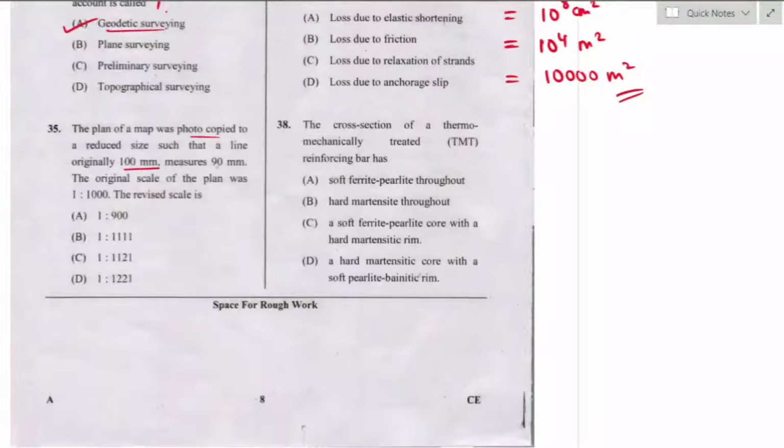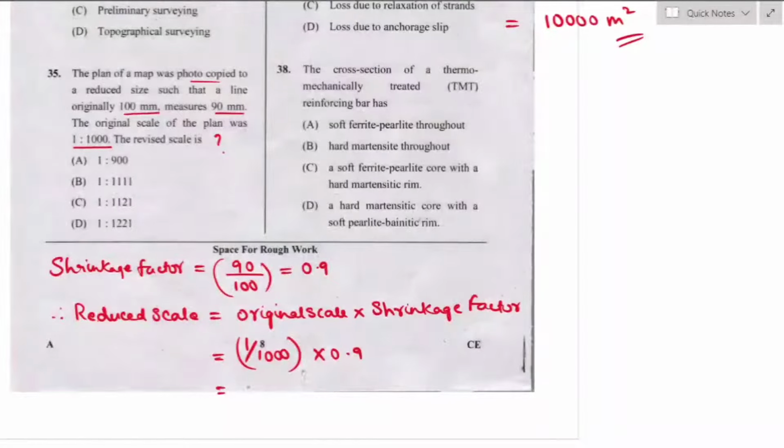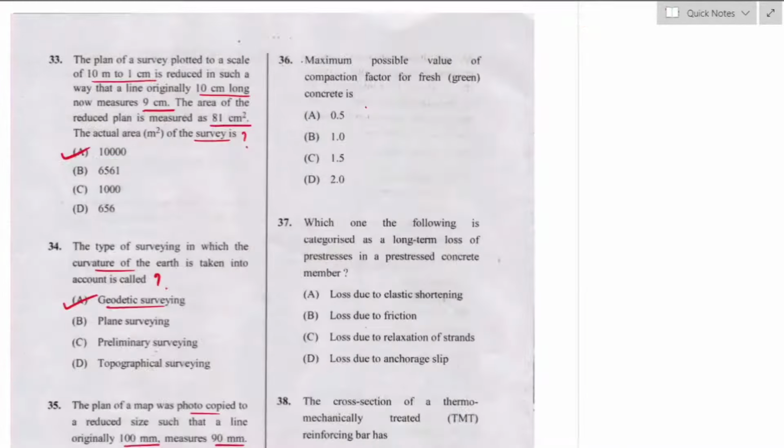Question number 35. The plan of the map was photocopied to a reduced scale such that a line originally 100 mm measures 90 mm. The original scale of the plan was 1:1000. The revised scale is. So first let us determine the shrinkage factor of the map. So it is 0.9. Therefore the reduced scale will be 1:1111. So the right answer is option B.